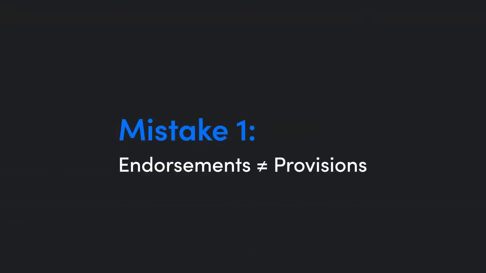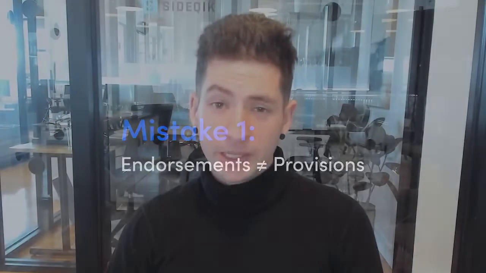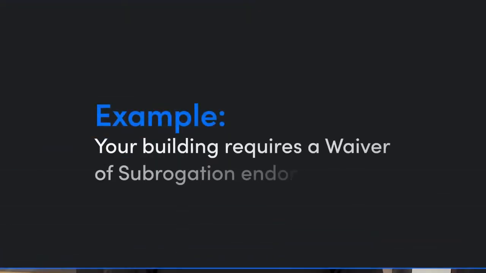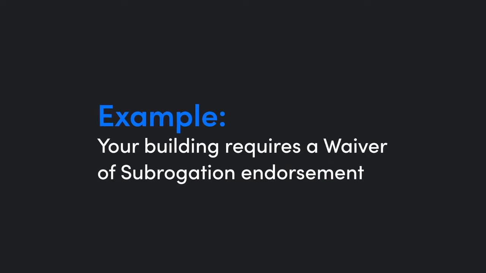In today's episode, we're going to be delving into 3 common mistakes that we see property managers make when reviewing COIs. The first mistake that we're going to touch upon is not knowing the difference between an endorsement and a provision. So if a waiver of subrogation endorsement is required, for example, we are not looking at the COI to see if there's a waiver of subrogation there.